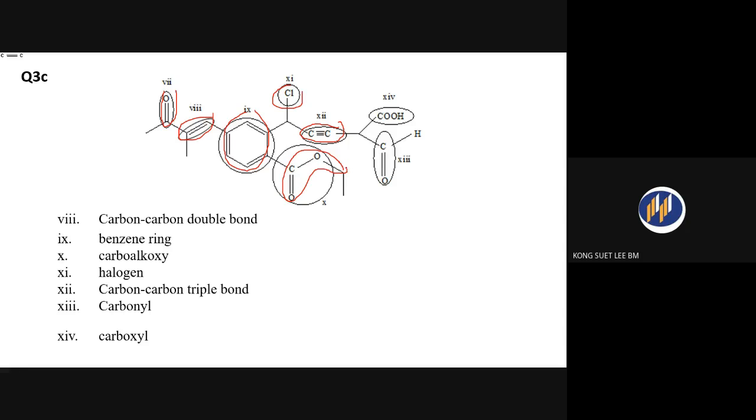So this one is ester. Ester is carboalkoxy. And then COH, carboxylic acid, but the functional group is carboxyl. And then C double bond O, okay, this one is carbonyl. Okay, the homologous series is aldehyde. Okay, any question for part 1 and part 2? Part 1 is about the structural formula. Part 2 is about the functional group. Class, clear?